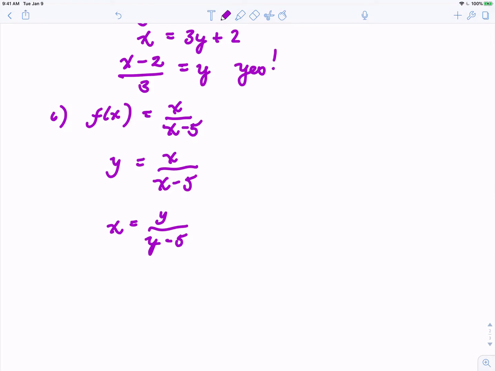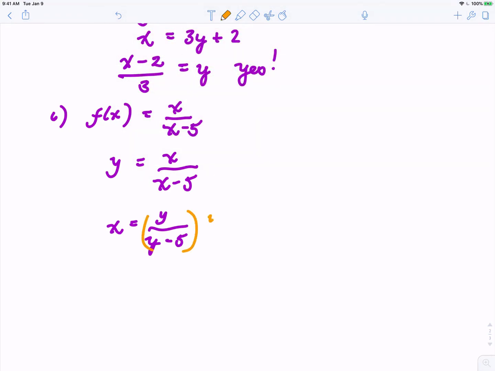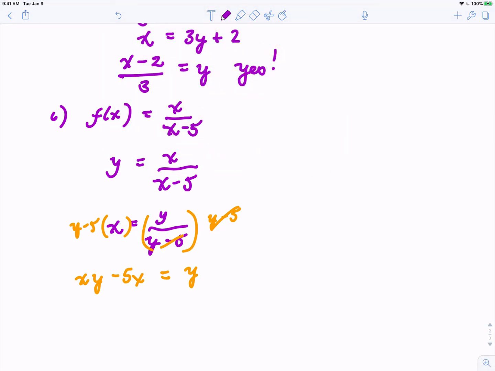and now what we need to do is solve for y. To solve this rational equation, we will multiply both sides by the denominator. So we're going to multiply both sides by y minus 5. So that's going to give us xy minus 5x is equal to, these will cancel, and here we have y. And what we're trying to do is solve for y. So if we want to solve for y, we'll add 5x to both sides. So xy is equal to 5x plus y.